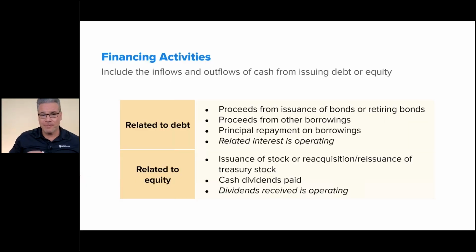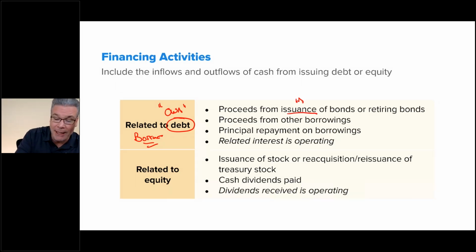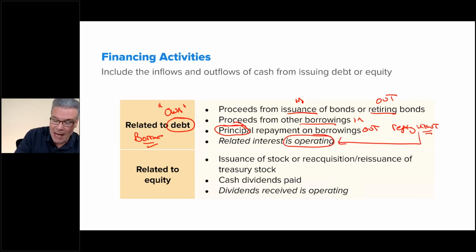All right, here we go. Ready? Financing activities, you don't have to memorize. You know the deal. If it's related to your own debt, you're on the borrower side. That's going to be financing. So when you issue the bond, inflow. When you retire the bond, you pay it off, outflow. Proceeds from borrowing, inflow. Principal, not interest. Principal, outflow. When you repay the interest, where is that going? Operating.